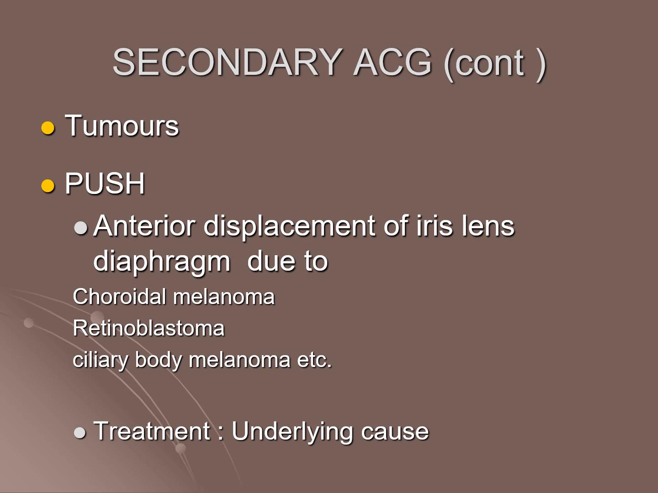Tumors also cause secondary acute congestive glaucomas or narrow angle glaucomas. In the push method, there is anterior displacement of the iris lens diaphragm due to choroidal melanoma, retinoblastoma, or ciliary body melanoma. It pushes the iris forward, occluding the angle of the chamber. So treatment is of the underlying cause.